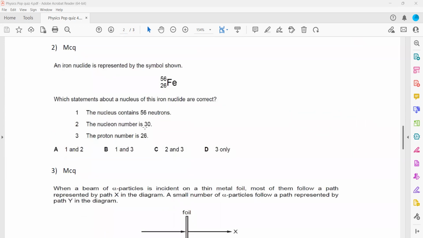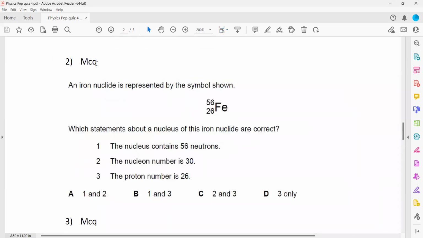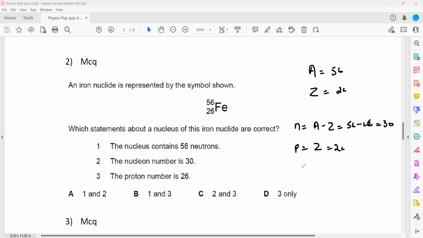In question 2, an iron nuclide is represented by a symbol. You can see Fe 56 and 26. Which statement about the nucleus of this iron nuclide is correct? So the nucleon number A is equal to 56 and the proton number is equal to 26. If you want to find the number of neutrons, that is A minus Z, which is 56 minus 26, that's equal to 30. If you want to find the number of protons, that is the same as Z, which is equal to 26. And the electrons, it's a neutral atom, so it will have 26 electrons.